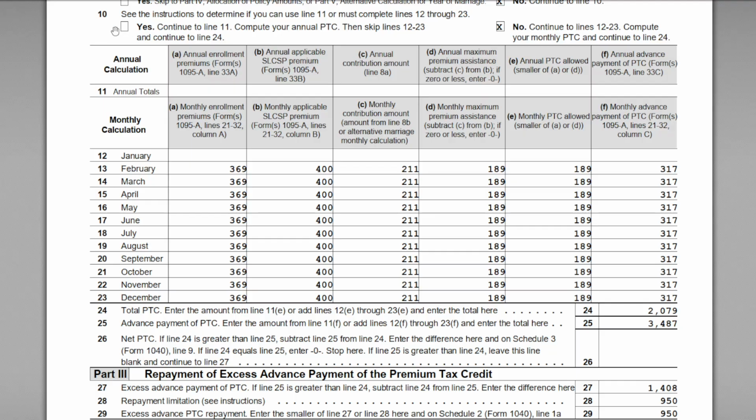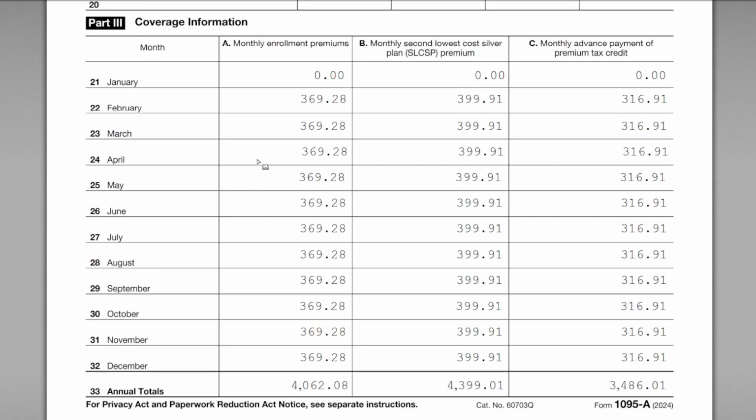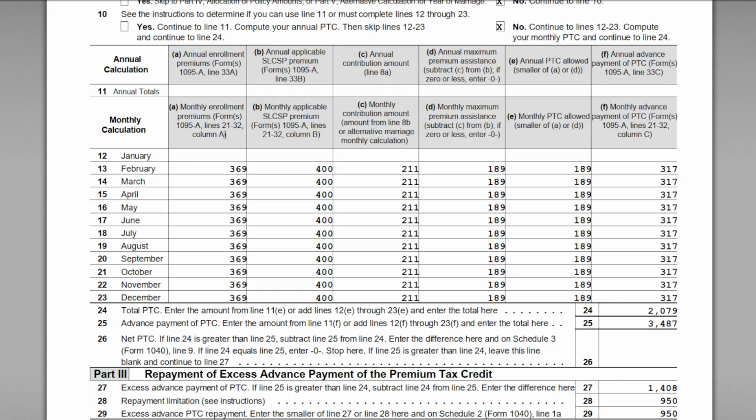So if we look at the 1095A here, column A, monthly enrollment premiums, the second lowest cost silver plan, and then the amount of the advance. So we would enter the monthly enrollment premiums here, the second lowest cost silver plan premium here in column B, and then the advance amount, column F, is the third column from the 1095A.